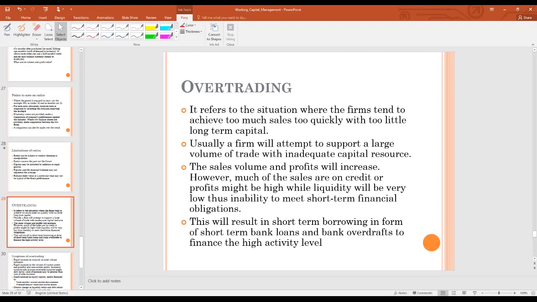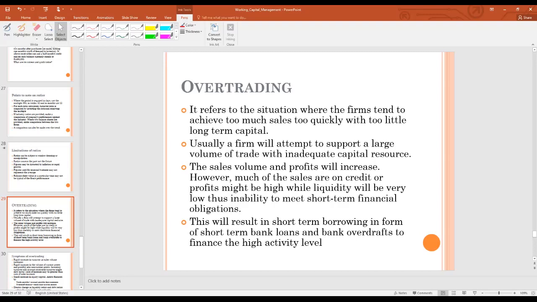So if the company is attempting to achieve too much sales too quickly, but doesn't have enough supporting long-term capital, then that is what we call overtrading. You are trying to, in quotes, punch beyond your weight, beyond your level. You're going too high. So you need to check. Otherwise, if this continues, of course you may end up collapsing the company.